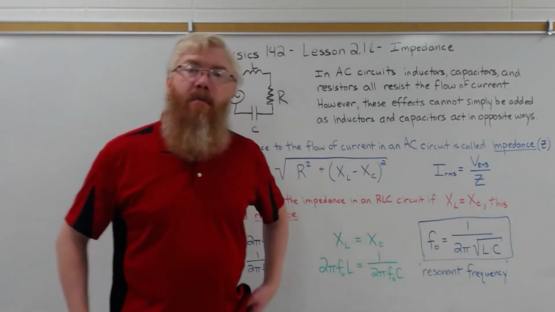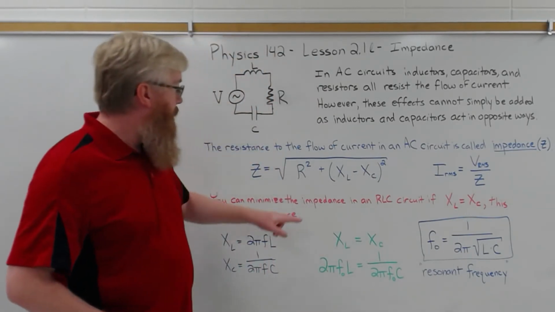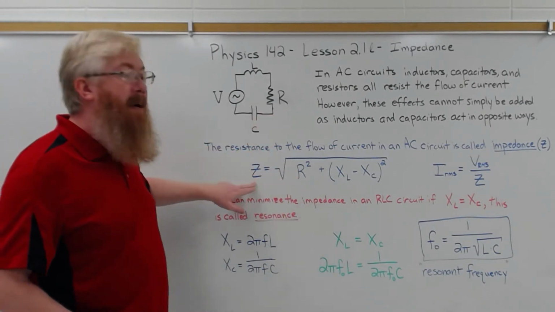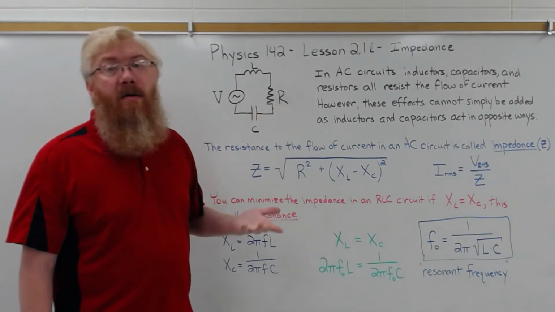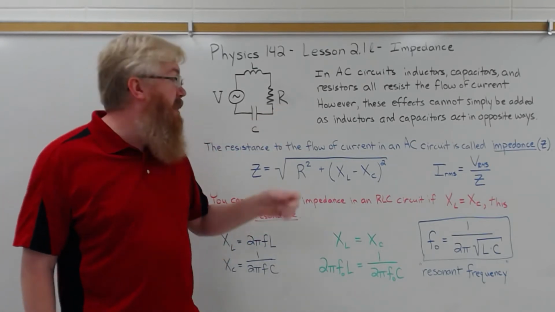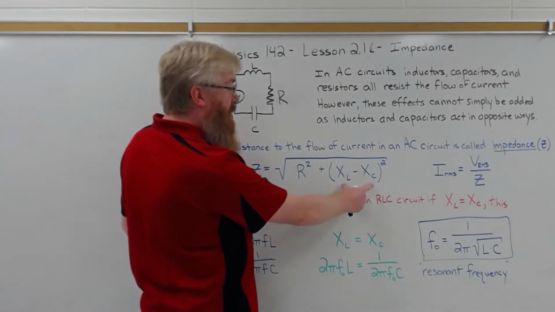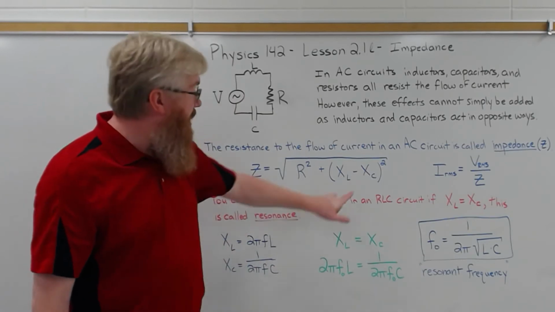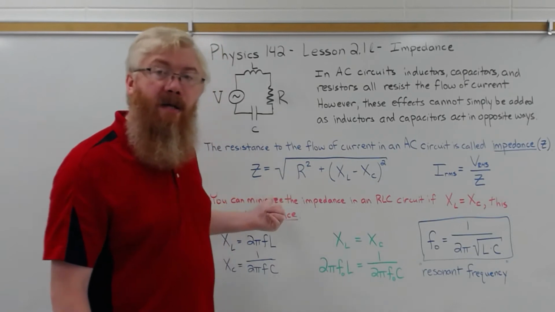How do we minimize the impedance? Well, we can minimize the resistance value, which minimizes the impedance. Hopefully that makes sense. Put a smaller resistor in here, you have a smaller resistance to the flow of electricity, therefore the impedance is smaller. But for these two reactance terms together, in order to minimize this term, we want them to be equal to one another. If these things are equal, this minus this is 0, so it doesn't contribute at all to the impedance.